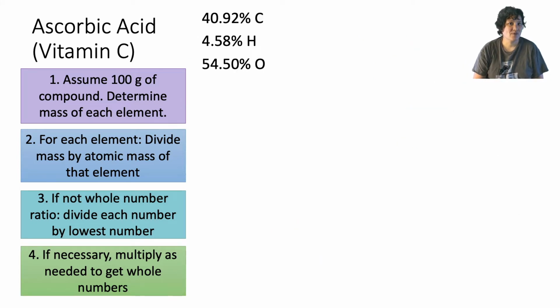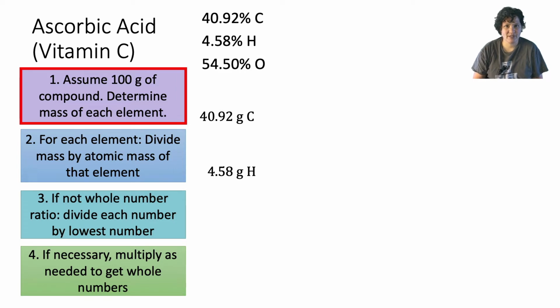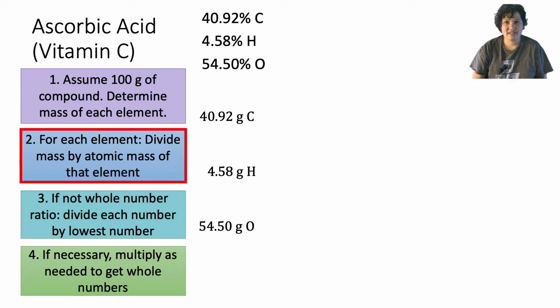Let's do another example. This time we'll analyze ascorbic acid, more commonly known as vitamin C. This is made up of 40.92% carbon. So if we assume 100 grams of vitamin C, we'll have 40.92 grams of carbon, 4.58 grams of hydrogen, and 54.5 grams of oxygen. Now let's use the molar masses of each element to convert the masses into numbers of moles.